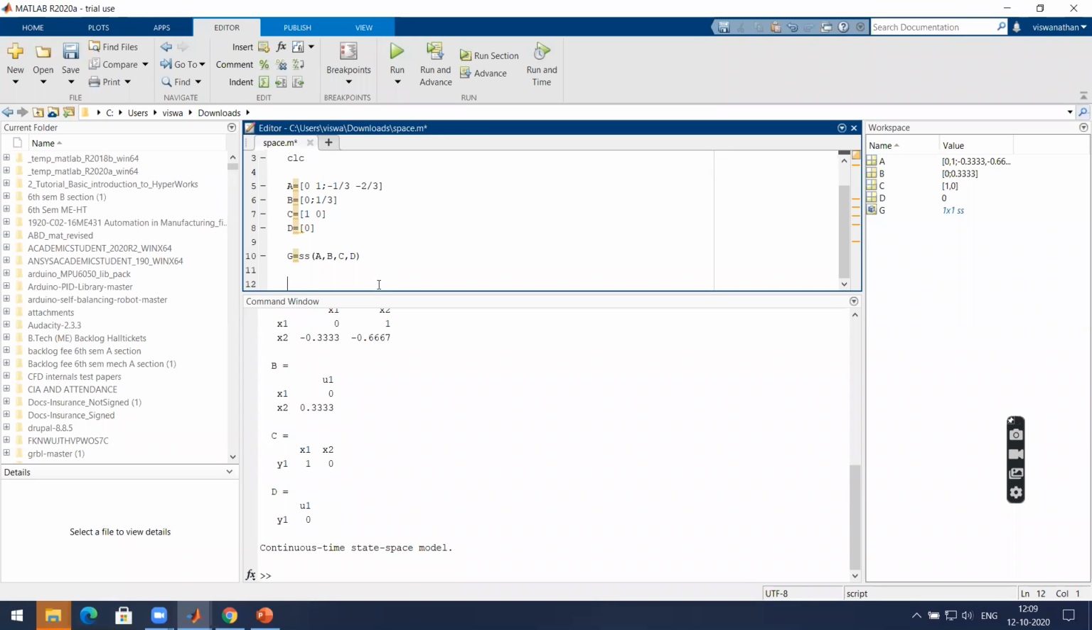So how do I get that? I collect the numerator and the denominator. Num comma den is equal to state space to transfer function, A comma B comma C comma D. I'm converting state space to transfer function. Now G1 is equal to transfer function of the numerator and the denominator which you got. Now run this.